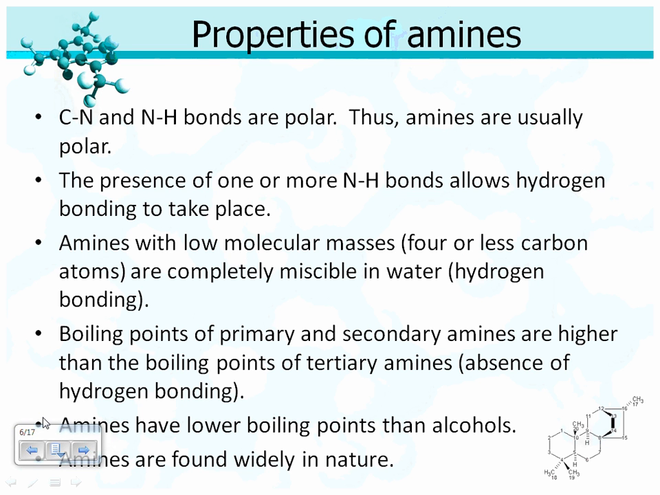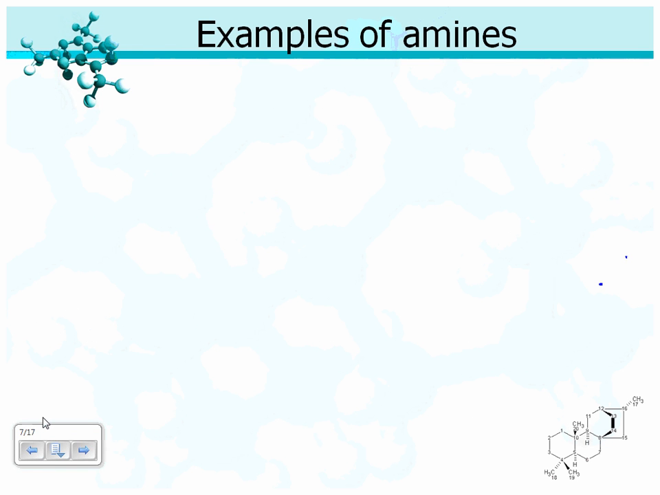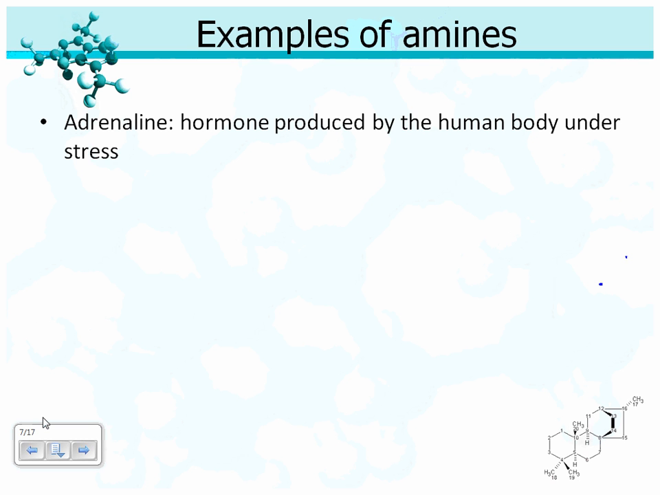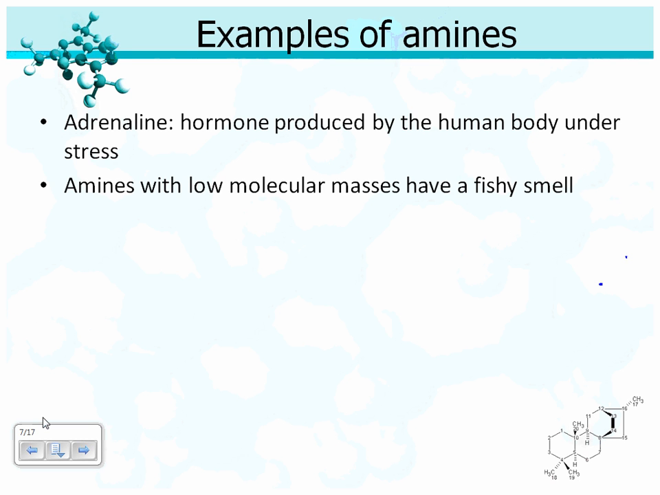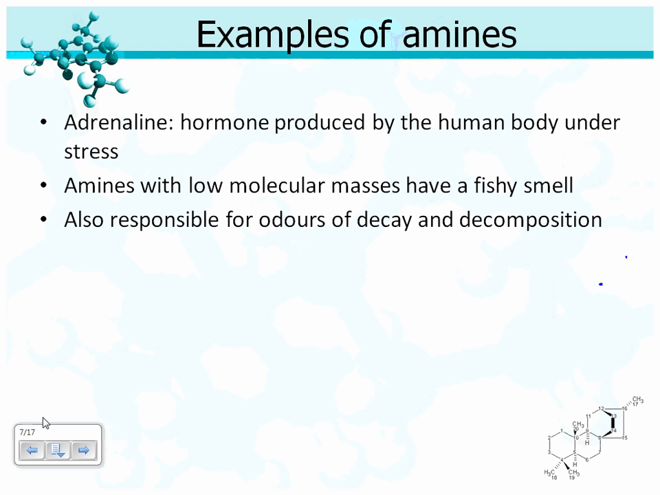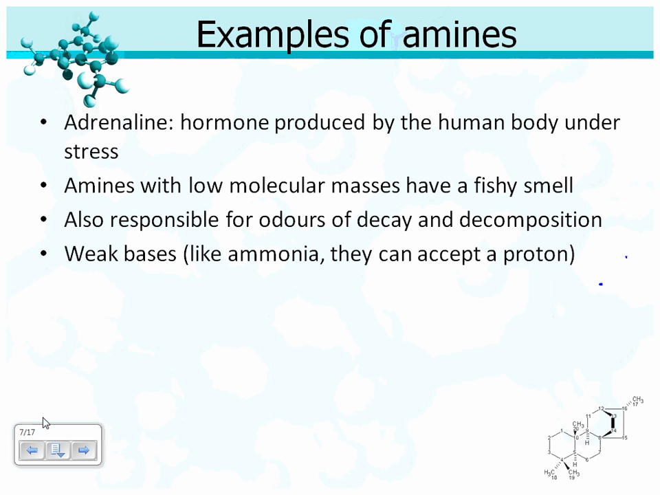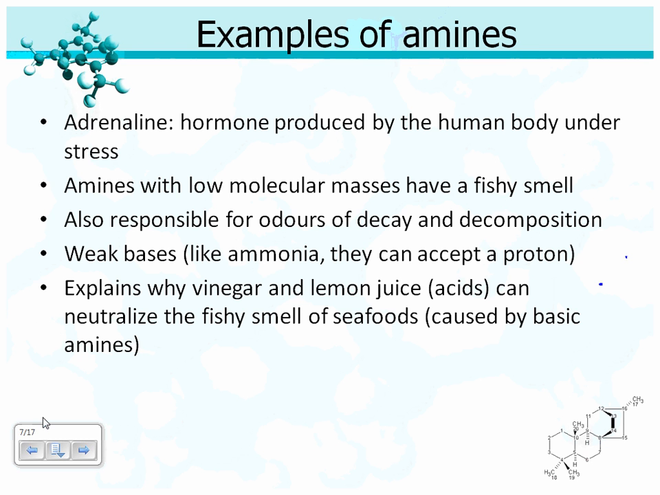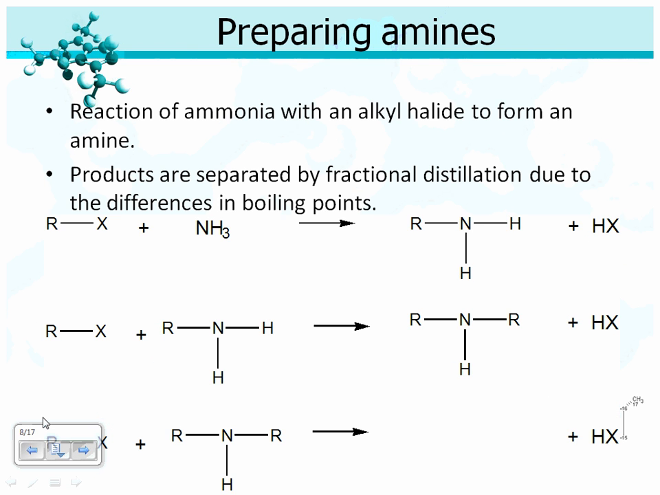Amines are found widely in nature. We see them very naturally, especially when we start to look at proteins and stuff like that. All right, examples of amines. Adrenaline is the hormone produced by the human body under stress. Amines with low molecular masses have a fishy smell. They're also responsible for odors of decay and decomposition. They're weak bases like ammonia that can accept a proton because of those 2 extra electrons sitting on the nitrogen. This explains why vinegar and lemon juice, which are acids, can neutralize the fishy smell of seafoods, which is caused by your basic amines. So that's why a lot of people like to put lemon on their fish.